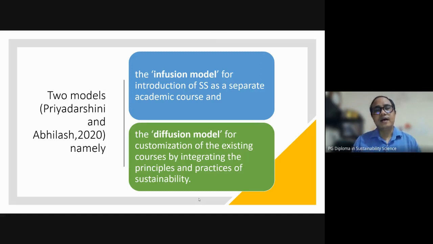In India, the group of academics from Banaras Hindu University, Priyadarshini and Avilas, when they reviewed the paper, suggested two models to implement sustainability science education. One is the infusion model, where you focus on making sustainability science an independent discipline. Another is the diffusion model, where the tenets and principles of sustainability science are integrated into existing courses.